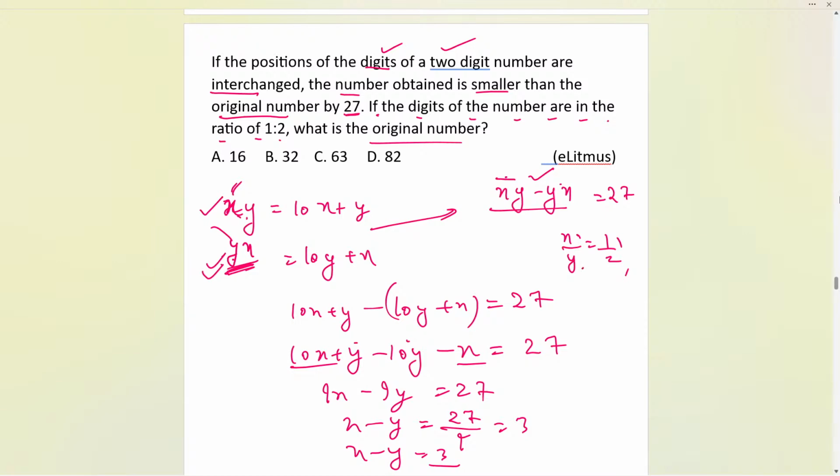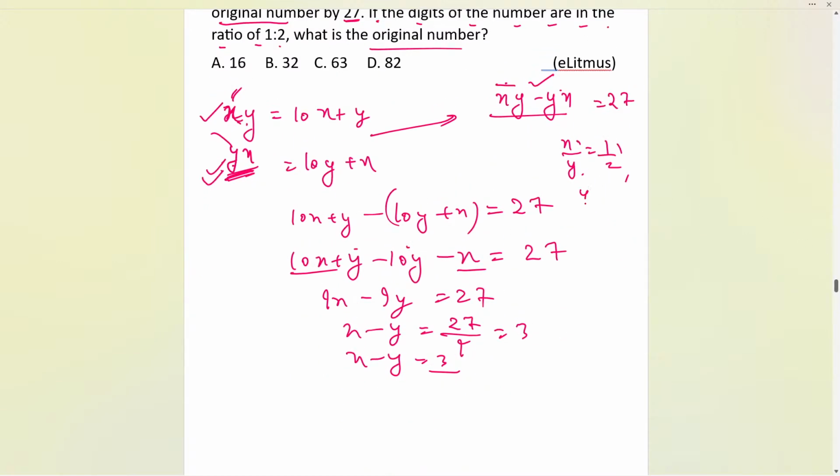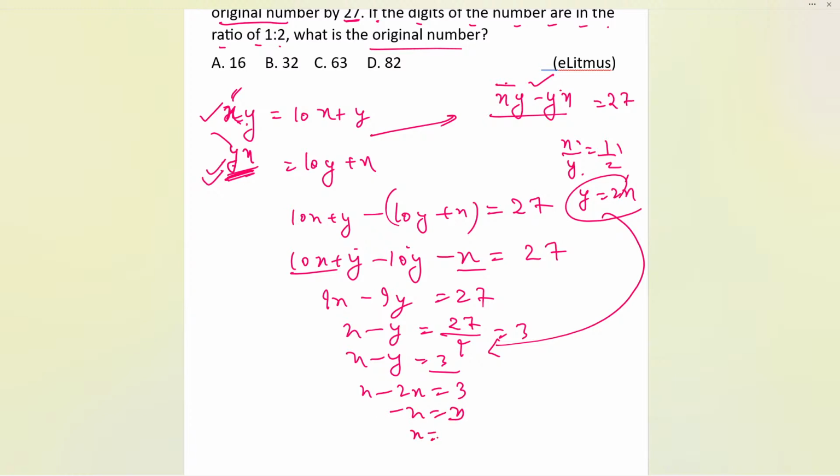Now x by y equals 1 by 2. Now let us take y equals 2x from this. Now let us put it into this. If I put it over here, it will be x minus 2x equals 3, and minus x equals 3, and x equals minus 3. Can a digit be a negative number? No. It means we have taken this a little differently.